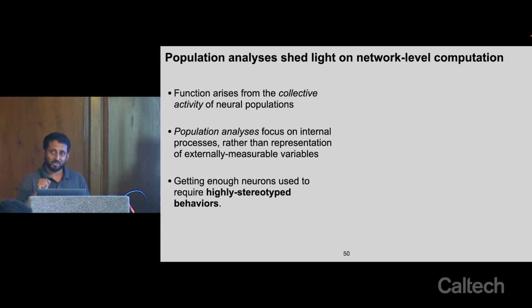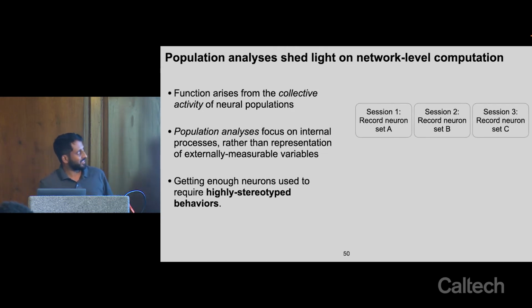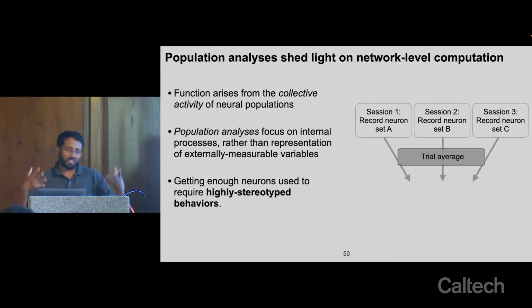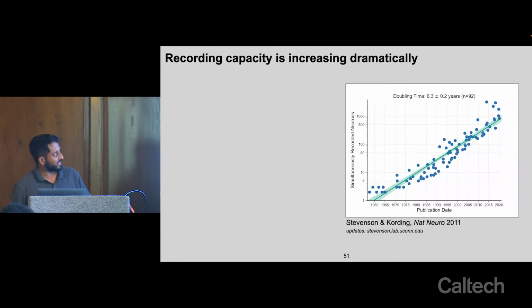So if you wanted to look at a population, you can't record a population of neurons simultaneously. So you assume that the monkey's behavior is highly stereotyped and take a neuron recorded during one recording session, add neurons recorded during another session and another one, and then trial average them, put them all together, and your analysis combines these different data sets, these different sets of neurons.